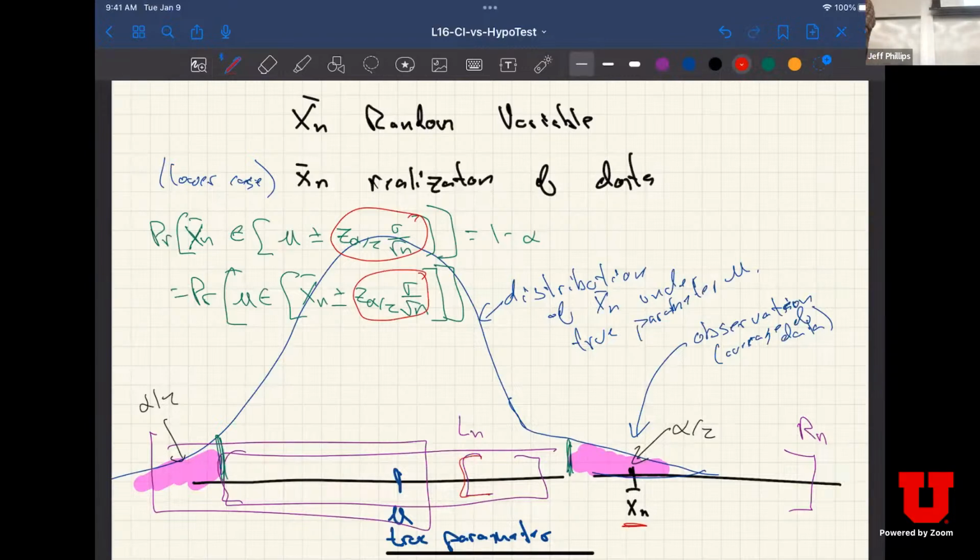If I put this ln and rn, so if I subtract, this distance here is exactly z alpha over 2 square root n. And if, instead of saying xn bar minus z alpha over 2 sigma over square root n, if I subtract that, is mu less than that, it's the same thing as if I add that to mu, and is that value less or equal to xn bar, right? So I can switch where the intervals are.